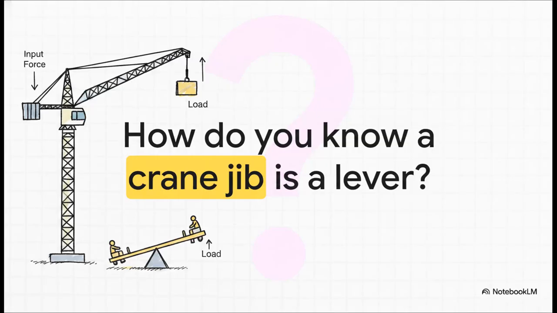Now look up. Towering above us on this expedition is the magnificent crane. Our case study begins with question 18. How do you know a crane's massive jib, that long arm stretching out, is actually a lever? Because, just like a seesaw on the playground, it possesses the holy trinity of levers: a fulcrum or pivot point, an input force, and a load being applied around that fulcrum.